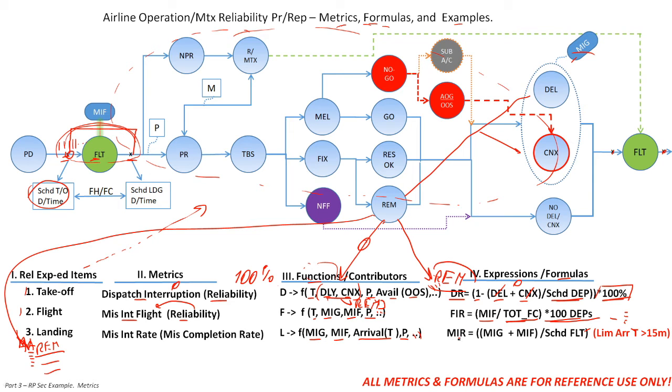Mission interruption rate: mission interruption ground plus mission interruption flight, divided by scheduled flight, and I'm using here some limitations, adding arrival time more than 15 minutes. What does it mean? It means that, let's say, scheduled landing arrival is 9:00. We arrived 9:10, right? But we are saying that actually we are not going to investigate this 10-minute late arrival. Definitely, we can have this in the system, but we are not going to investigate it.